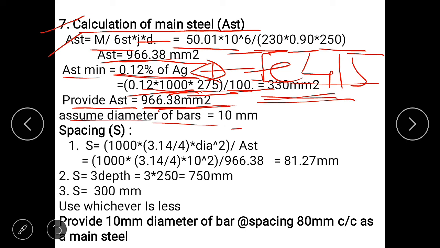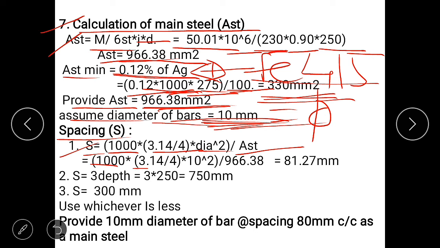Assume diameter of bar is 10 mm. For staircase in a residential building, we assume diameter 10 mm. So the first spacing is 1000 into pi by 4 into d square divided by AST. So 1000 into pi by 4 into 10 square, AST is 966.38. So the spacing is 81.27.